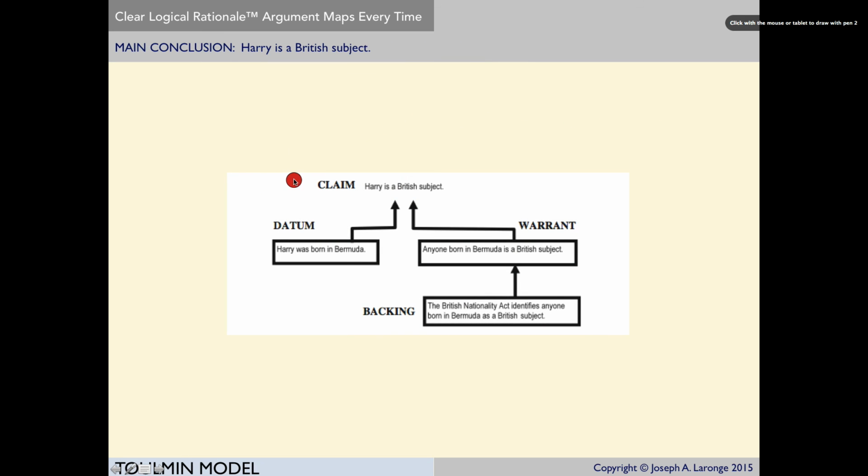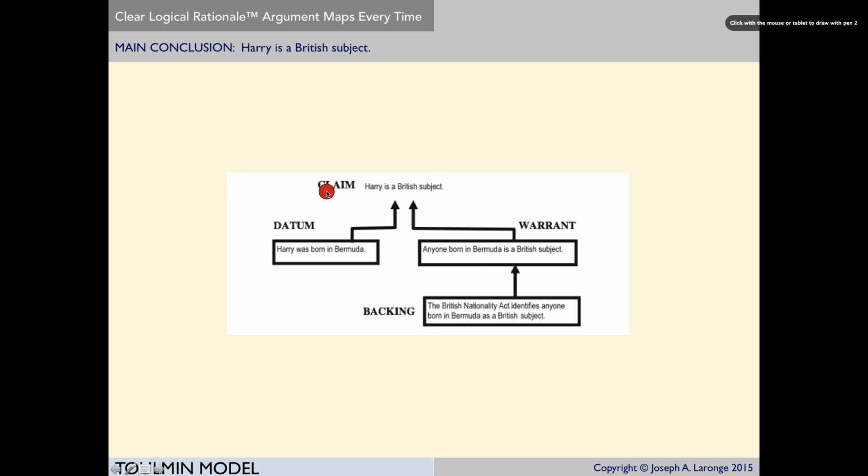So this is part of the Toulmin model that's often shown, which is the claim. This is the famous "Harry is a British subject." We've been calling that the contention. The datum, which here is "Harry was born in Bermuda," and what Toulmin calls the warrant: "Anyone born in Bermuda is a British subject." And what Toulmin then calls backing, which is support for that warrant, which is "The British Nationality Act identifies anyone born in Bermuda as a British subject."